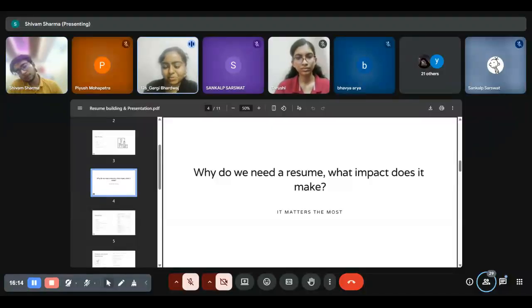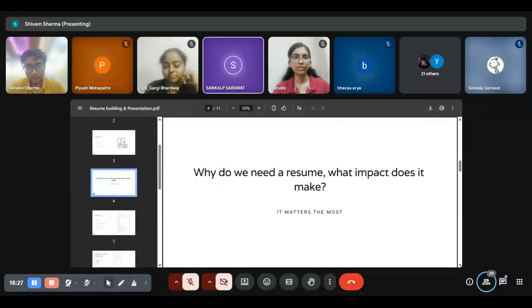Yes, guys, please unmute yourself. Bhaiya, it would help the interviewer get a quick judge of who we are and what we have accomplished during our last 4 years in college. So he would be better able to assess us. Correct, correct.